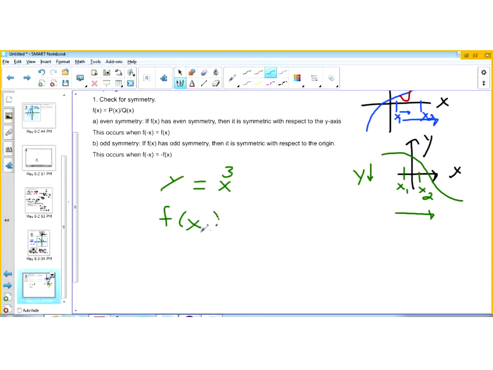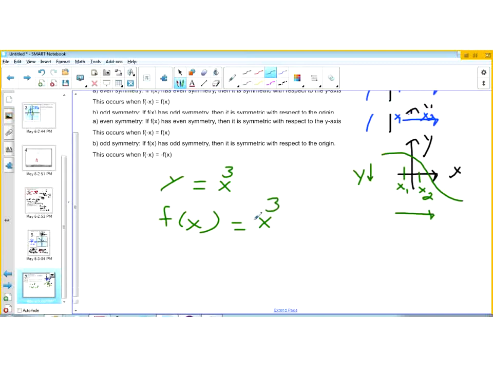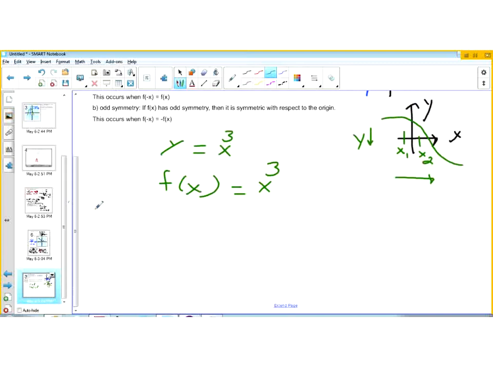So let's write it this way. f(x) is equal to x cubed. We want to demonstrate that this function has odd symmetry. So to do so, we calculate f(-x).